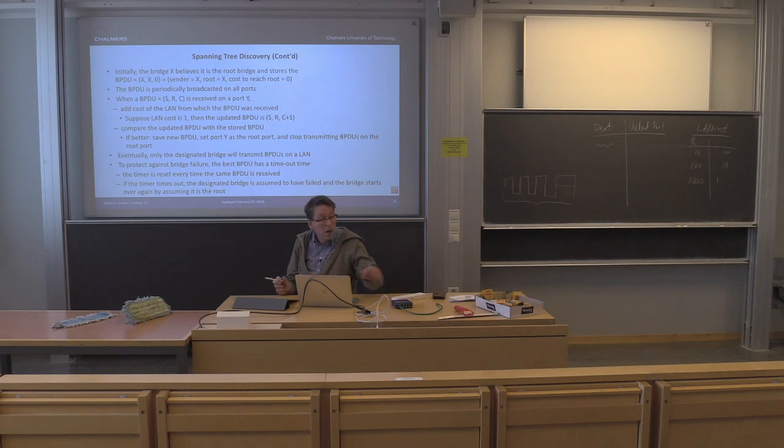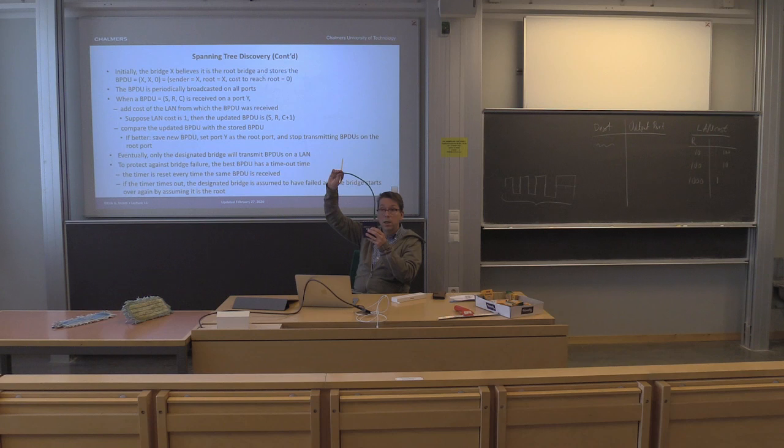Because now if I get a PDU from this port which is better than I have stored, I know that the bridge on the other side has a better path to the root than I do. So therefore, this should be the root port, and I should update my PDU with my new knowledge, namely that I can reach the root by going out of this port, which adds the cost 1 to my path. But that's my knowledge at the moment.